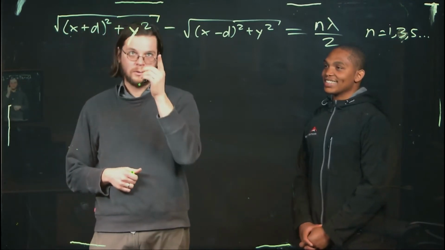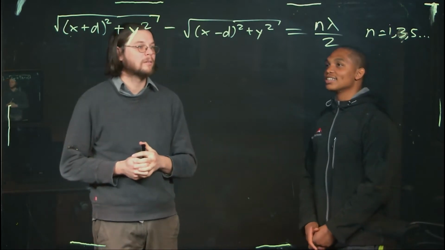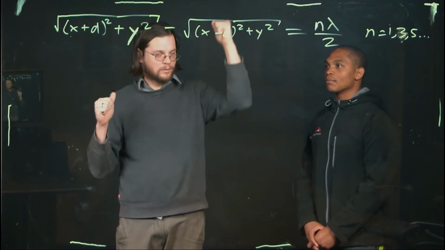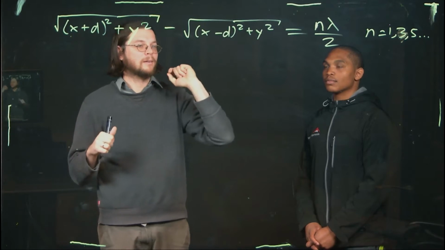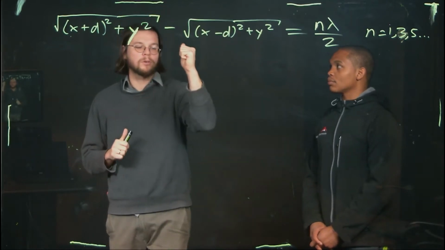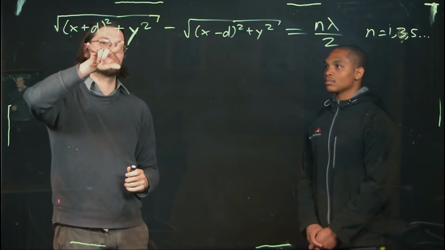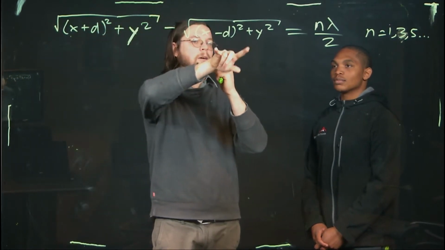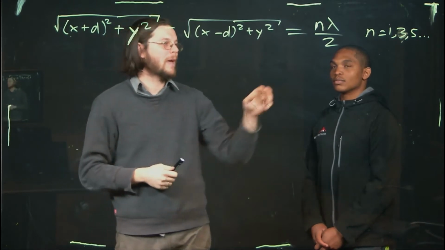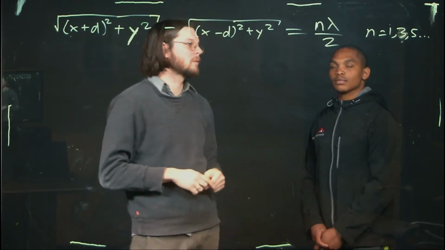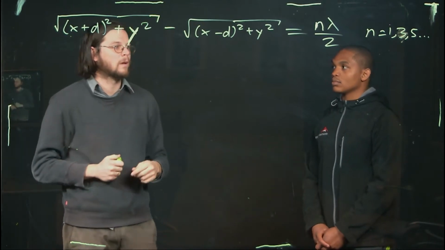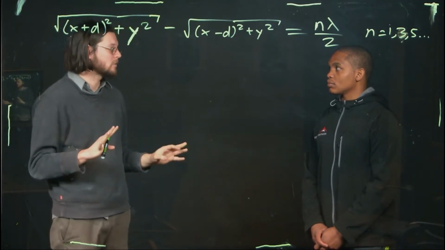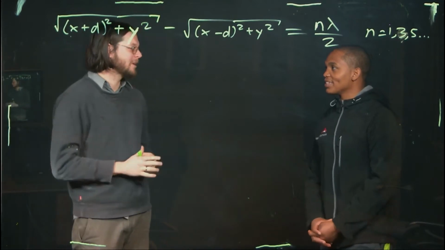So this equation is where we last left off with the wave interference activity. We have two speakers and a microphone at position x, y. If the distance between that microphone and speaker 1 minus the distance between that microphone and speaker 2 equals n times the wavelength of the sound divided by 2, where n equals 1, 3, 5, then you will have destructive interference and you won't hear anything at that location.